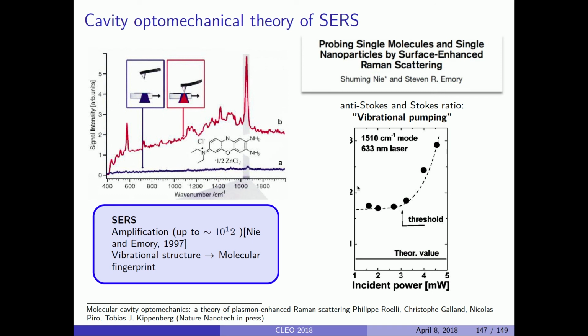What they found is that the Raman scattering of rough gold surfaces leads to an amplification of about 10 to the 12, so an enormous amplification of Raman cross-sections. There's also been evidence for vibrational pumping. That is to say, if you look at the incident power versus the Raman scattering, you see this superlinear behavior. And what's actually interesting is you can also use optomechanics as a way to understand these experiments.